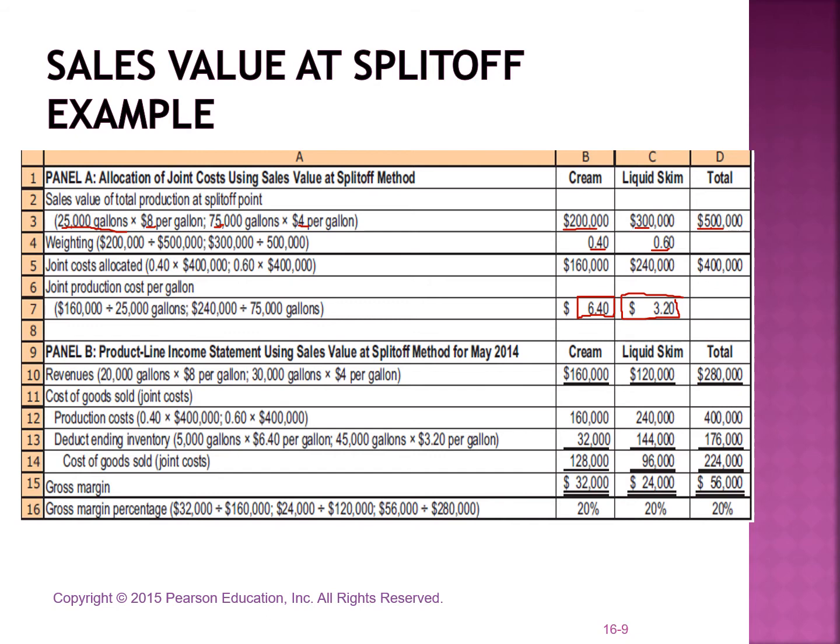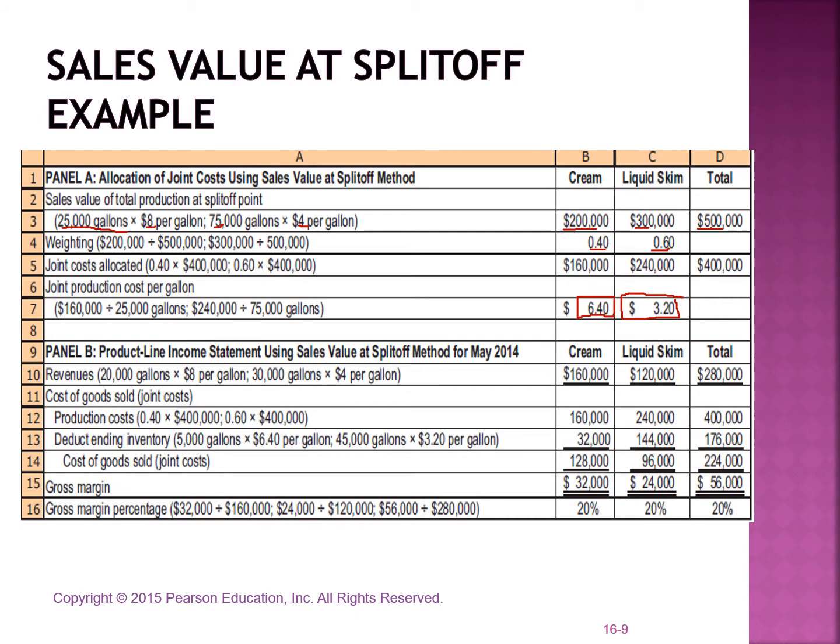Okay, the next step, still under sales value at split-off point. We would like to make a simple partial income statement. Revenue is 160 and 120. How can I say that?